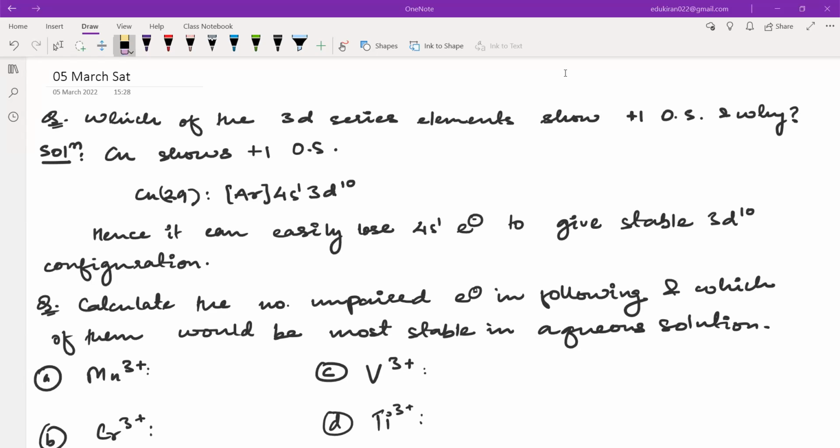Yes, Ahmed, correct. Just give me the unpaired electrons. Okay, Nazira, don't write anything else. Just give me the unpaired electrons.